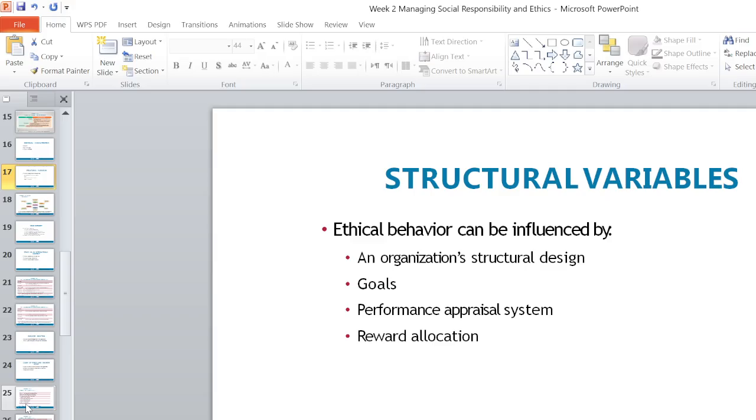And we have performance appraisal systems. What is a performance appraisal system? It is basically when companies review the performance of their employees annually. Is this system based only on productivity, or only on making profit, or is it based on how efficient, how sustainable, how ethical this person is? And the reward allocation: is reward allocated only on making profit, or are there rewards for different purposes when it comes to ethical behavior and moral standards?